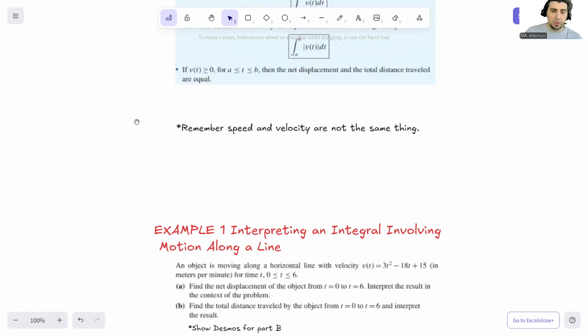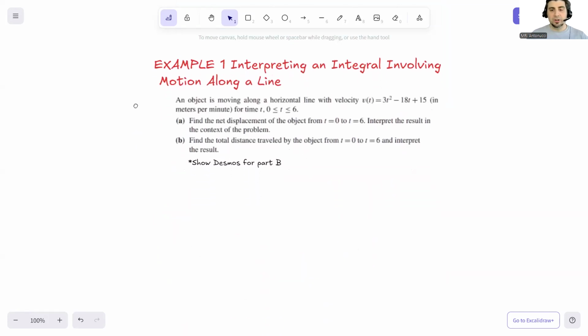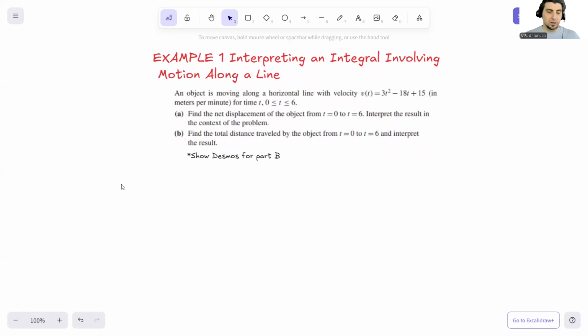All right. So let's take a peek at an example here, interpreting an integral involving motion along a line. An object is moving along a horizontal line with velocity v of t in meters per minute from 0 to 6. We want to find the net displacement of the object from 0 to 6 and interpret the results. So that's the first thing we're going to do here.